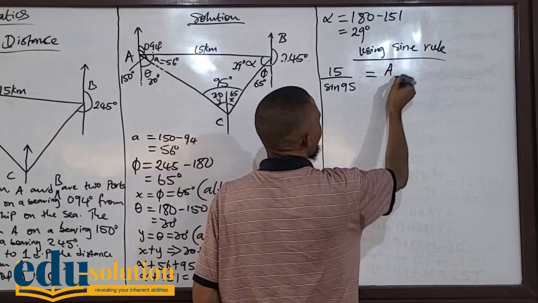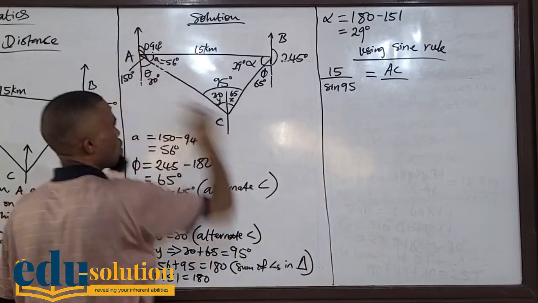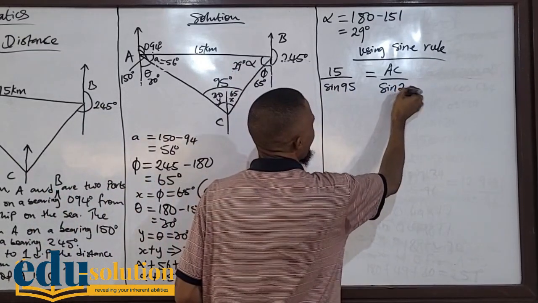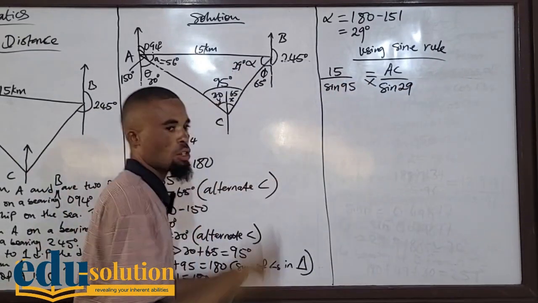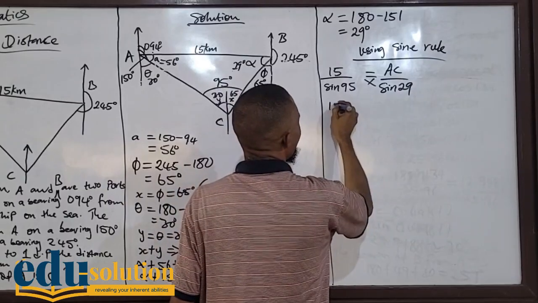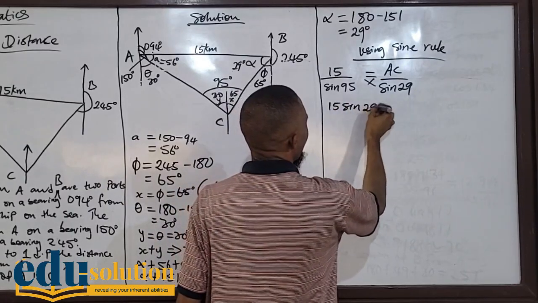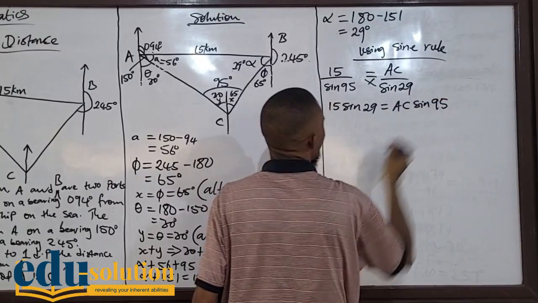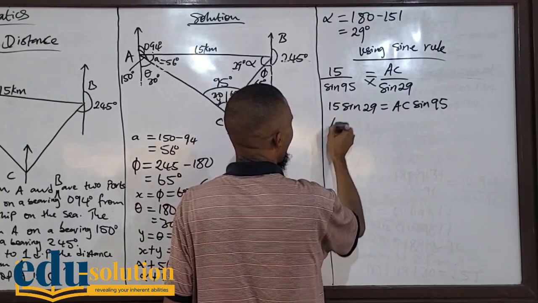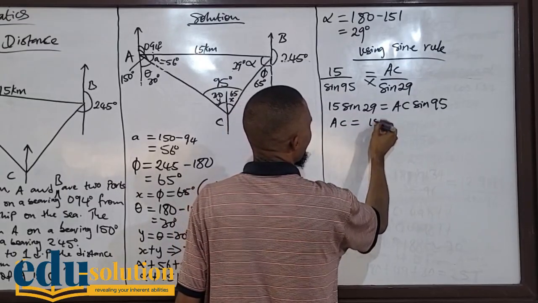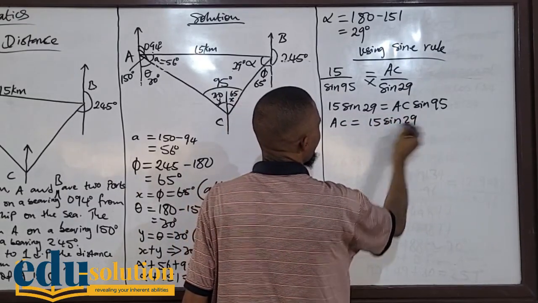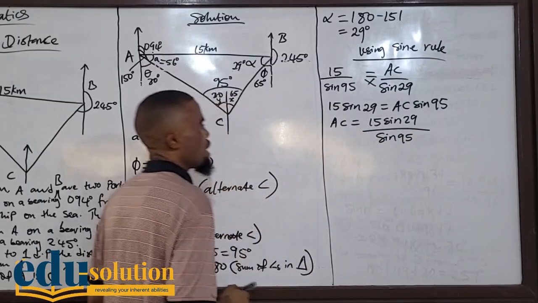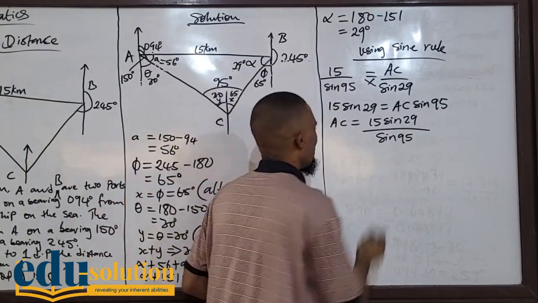I have AC over, that's this side is what we're looking for, our question number 1, over sine of the opposite angle, which is what? 29. Yes. So from here, we cross multiply. You can just finish that yourself. So we have 15 sine 29 equal to AC sine 95. So that we are having now AC is equal to 15 sine 29 over sine 95.